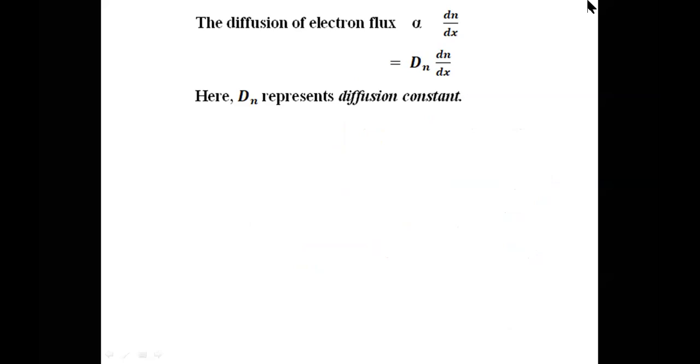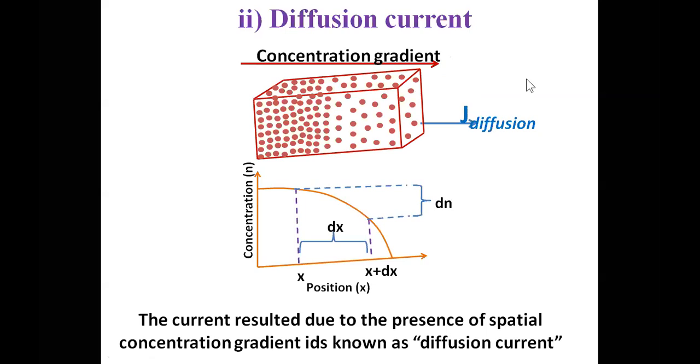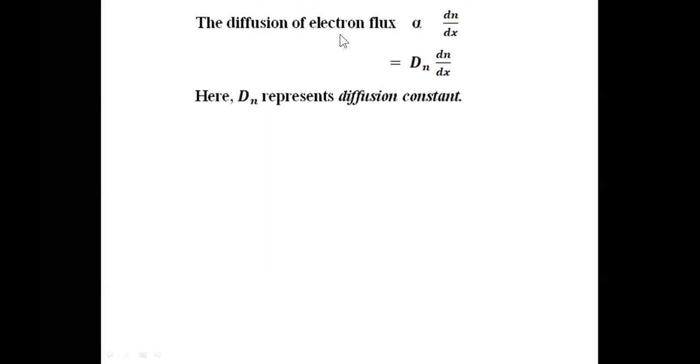Now generally, in order to understand the diffusion current density, first of all we need to write down something called diffusion flux. This diffusion flux of electrons as well as diffusion flux of holes. What do you mean by this diffusion flux?